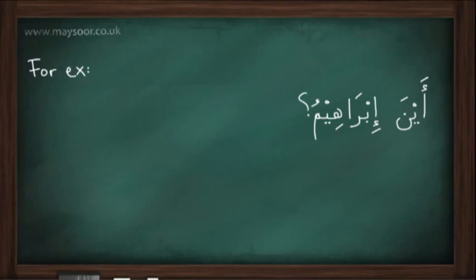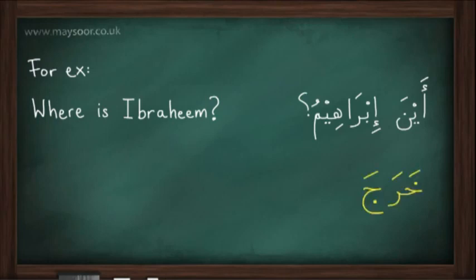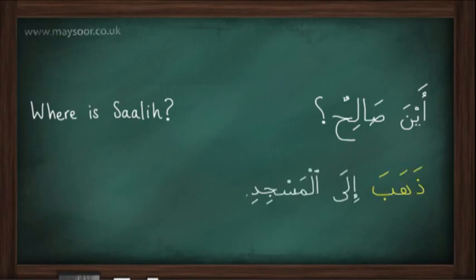For example, Aina Ibrahim, which means where is Ibrahim? We can say kharaja, which means he left. There is no need to say huwa kharaja. Likewise, we can say Aina Salih, where is Salih? ذهب إلى المسجد, he went to the mosque.